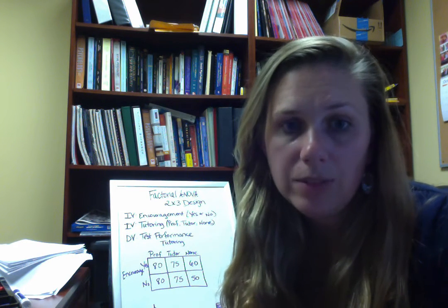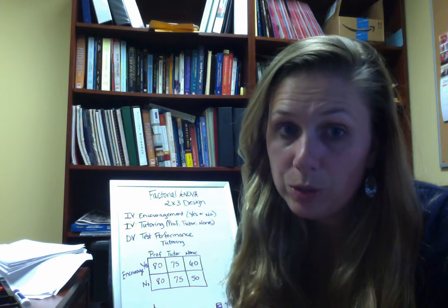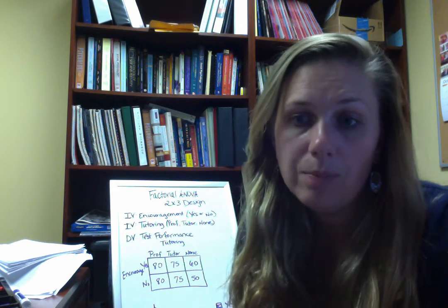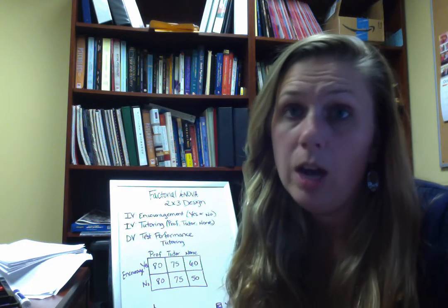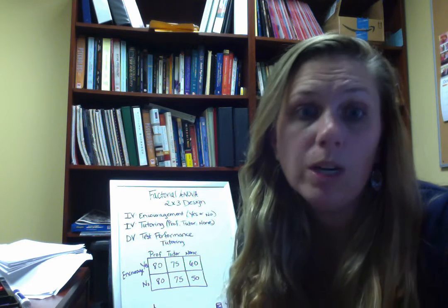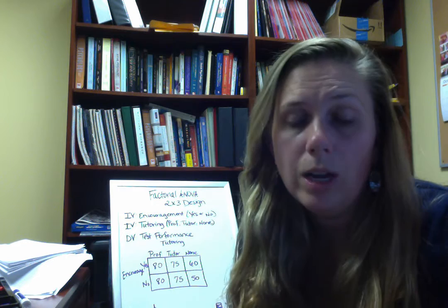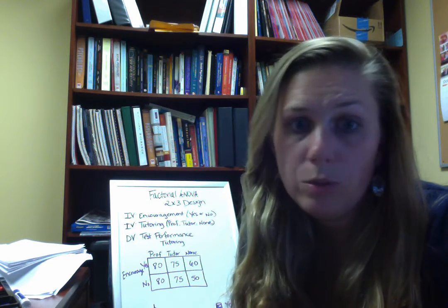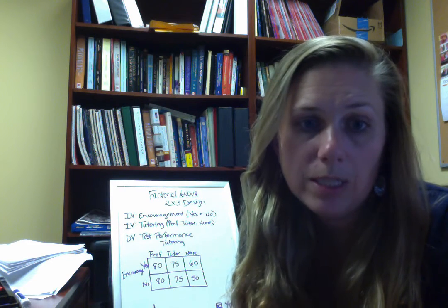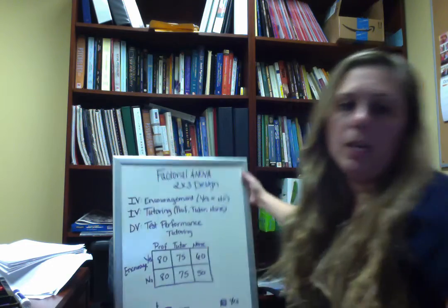But by the end of this video, I really want you to understand what a factorial ANOVA is, what a main effect is, what marginal means are, what cell means are, and what an interaction is. So hopefully by the end you'll be able to talk about those things. But of course, if you still have questions, please email me and I'll be happy to answer those. So let me start at the beginning.